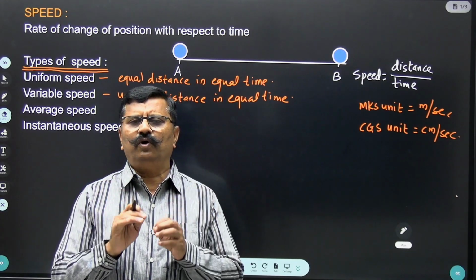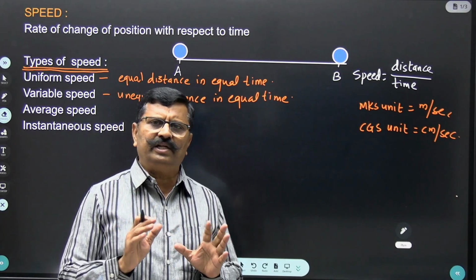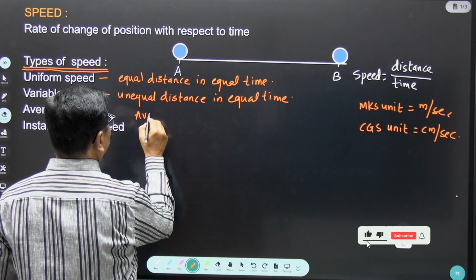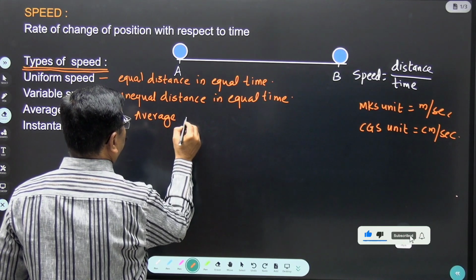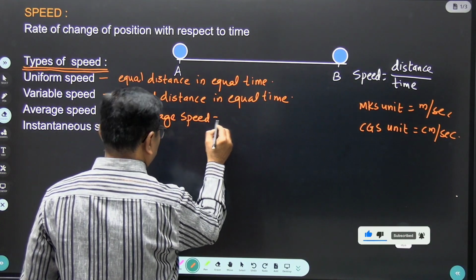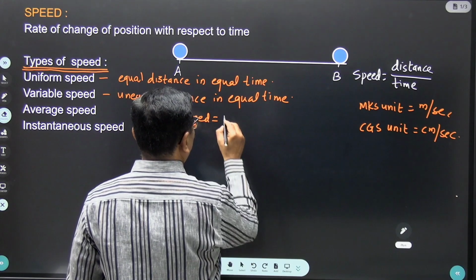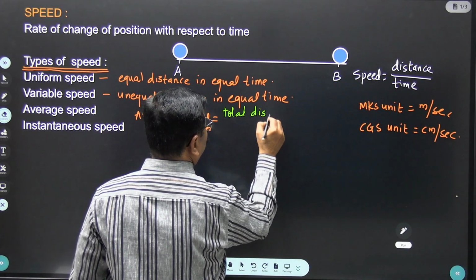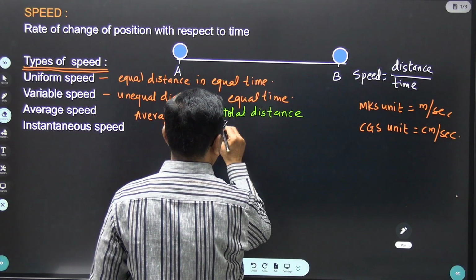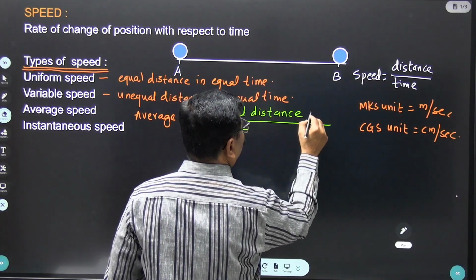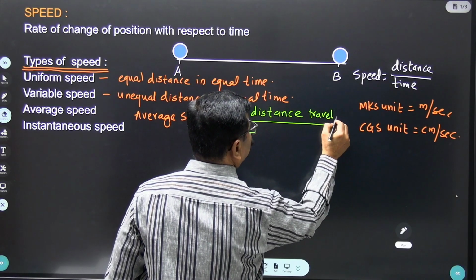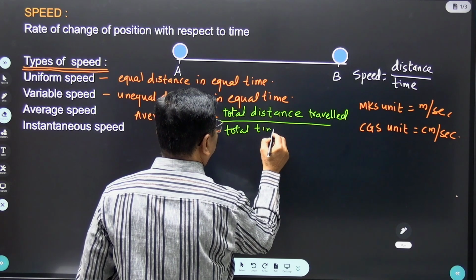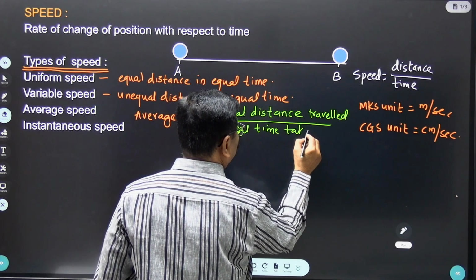So average speed is found by a simple formula: total distance traveled divided by total time taken. Therefore, average speed is equal to total distance traveled divided by total time taken.